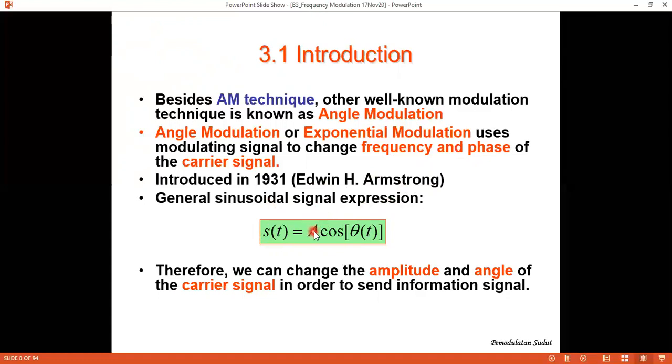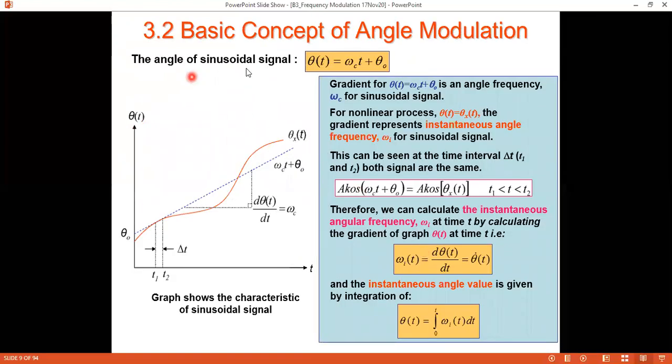From the general signal expression here, A is our amplitude, theta t is our angle, and we can change the carrier's amplitude or angle in order to send information. We have learned how the modulating signal changes the carrier's amplitude. In this chapter, we learn how the modulating signal changes the carrier's angle. So let's look at how we can vary the carrier signal's angle. The angle of a sine signal is given as theta t, which is equal to omega c t plus theta naught. Theta naught is the initial value of our theta t at t equal to 0.